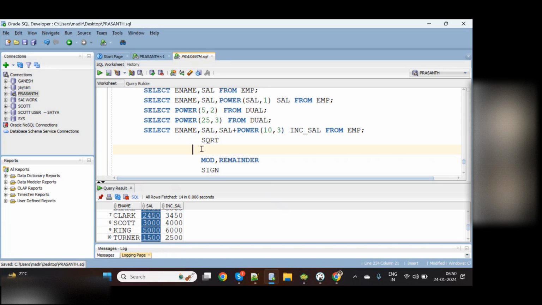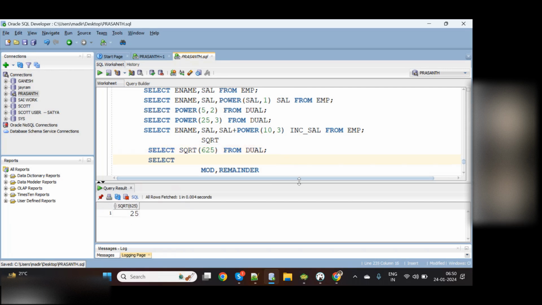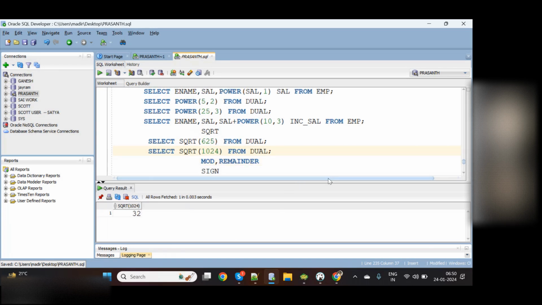Now we'll go with the next function. You understood the power function. Square root is the opposite: the square root of any number. In the square root function we pass only one argument. Square root of 625 from dual is 25. Square root of 1024 from dual will be 32.